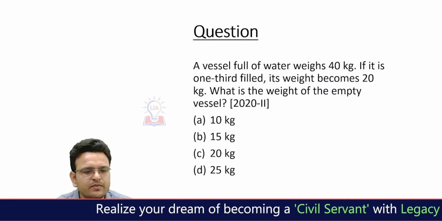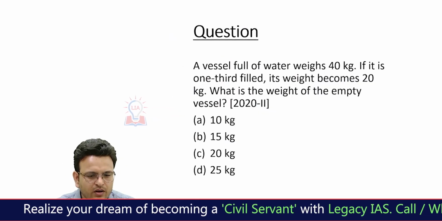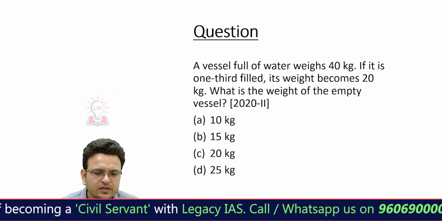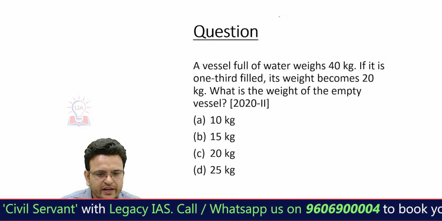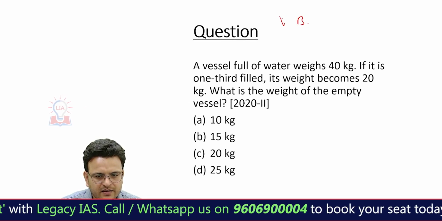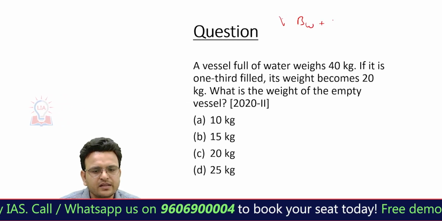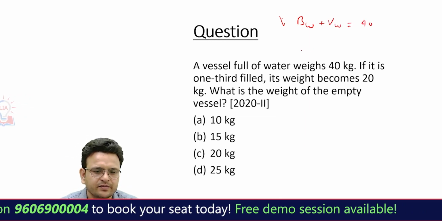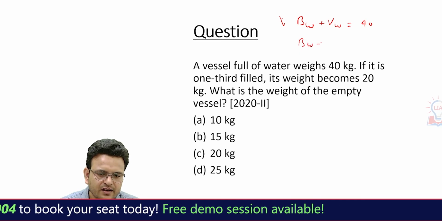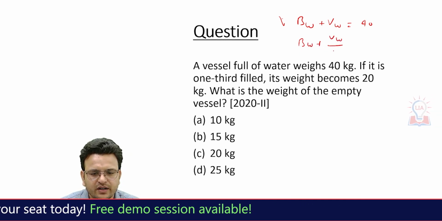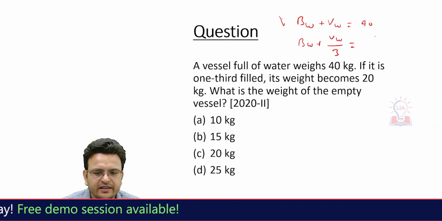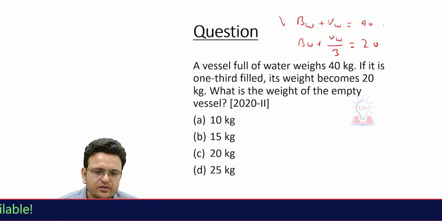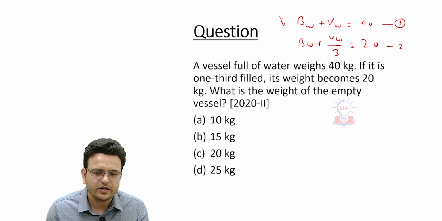Now see one more question. A vessel is full of water with weight 40 kilogram. So weight of vessel plus weight of water equal to 40 kg. Now weight of vessel plus, if water is 1/3, then weight is 20 kg. Then what is the weight of the empty vessel? You have to just solve these two equations. You are going to get answers.